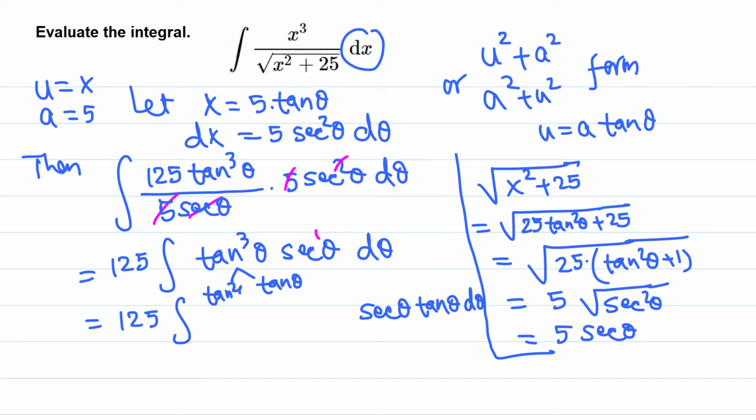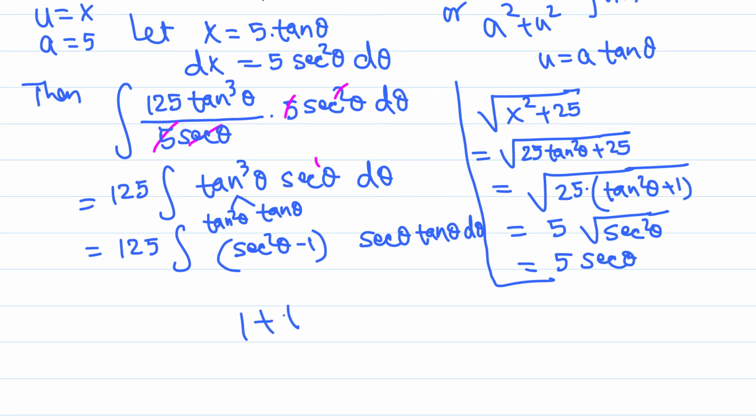You can think in this way. This one tangent is here, and the remaining tangent square is secant square minus 1. We know this formula: 1 plus tangent square is secant square. So if we subtract 1 from both sides, tangent square is secant square minus 1. So we need to convert the remaining tangent into secant square, and this is how we can go through. Okay.